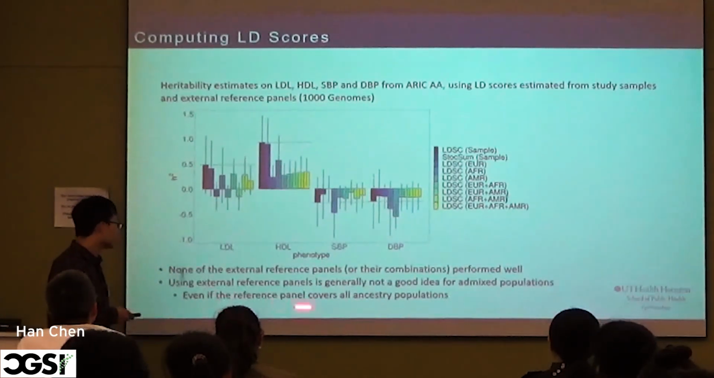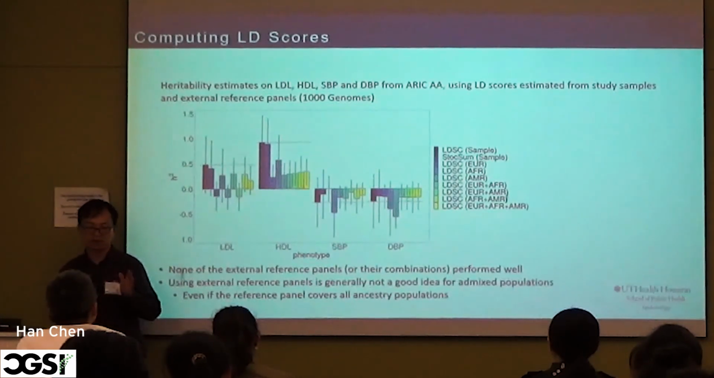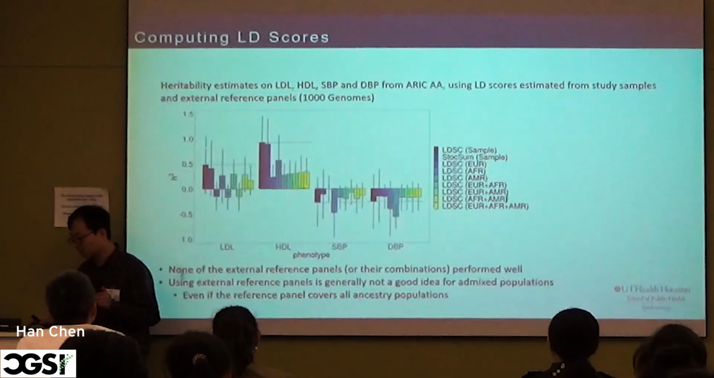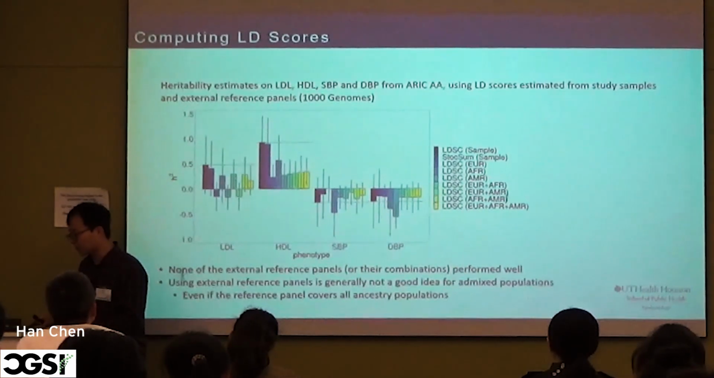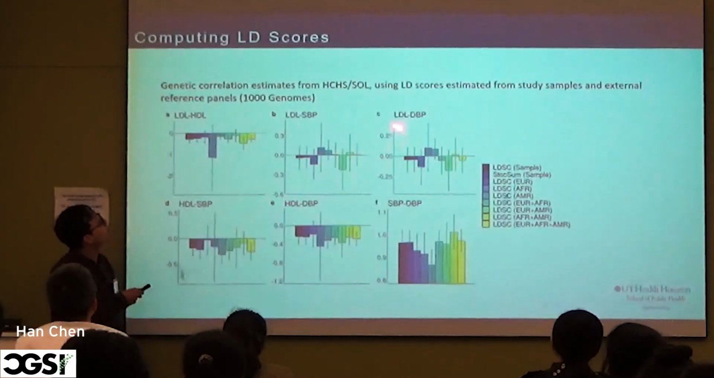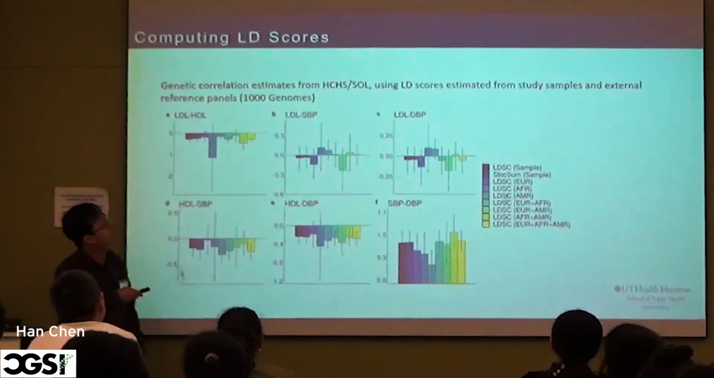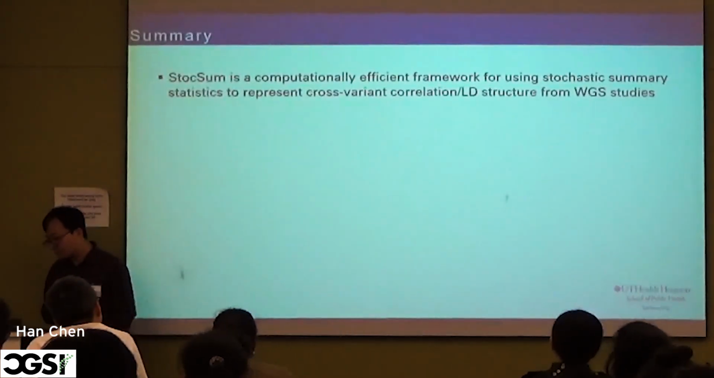Using external reference panels is generally not a good idea for admixed populations. I hope you would agree, even if the reference panel covers all the ancestry populations, because when you look at the LD structure, that's really just local ancestry, and the local ancestry can be very different even if two individuals have the same global ancestry components. Okay, so we also tried this to look at the genetic correlation, but in the interest of time, I'm going to skip that. Okay, so here's the summary.